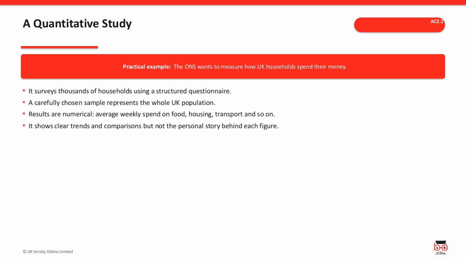Now, a quantitative example. The Office for National Statistics wants to measure how UK households spend their money, so it surveys thousands of them with a structured questionnaire and a carefully chosen sample that represents the whole population. The results are numerical: average weekly spend on food, housing, transport, and so on, revealing clear trends and comparisons. What you don't get is the personal story behind each figure, which is precisely where qualitative work would step in.